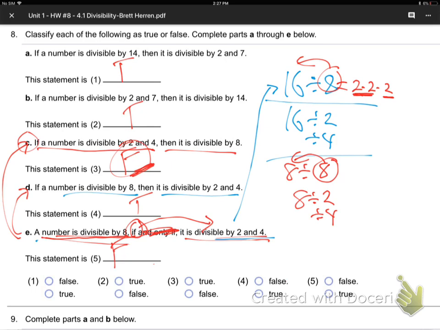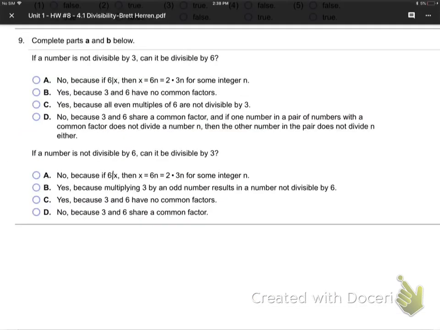All right, I'll move on. We're not going to do a lot of if and only if. That's kind of a more advanced statement. Okay, let's move on. You okay there? Questions? Okay, if a number is not divisible by 3, can it be divisible by 6?